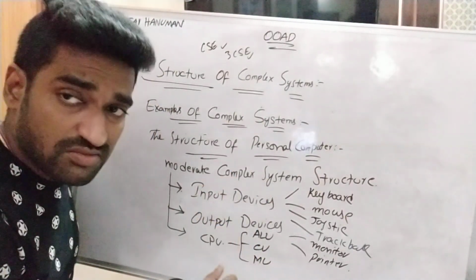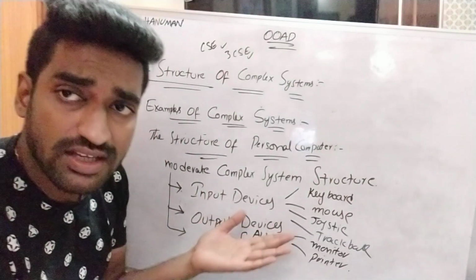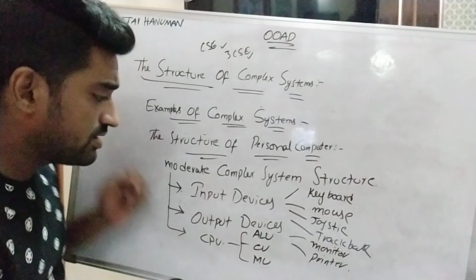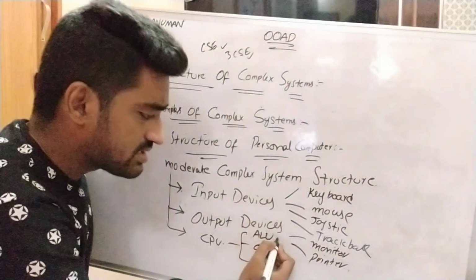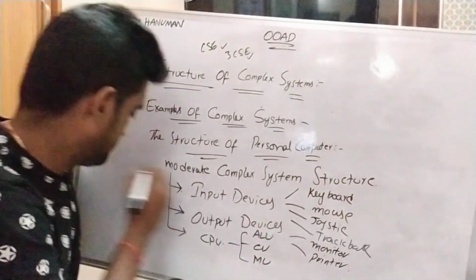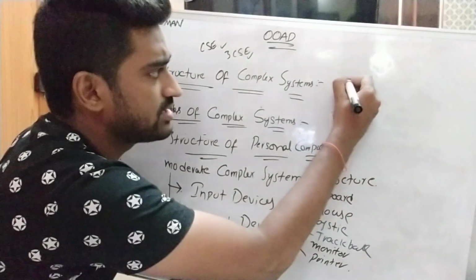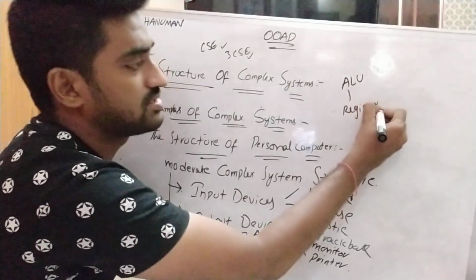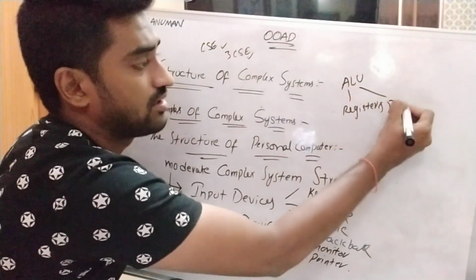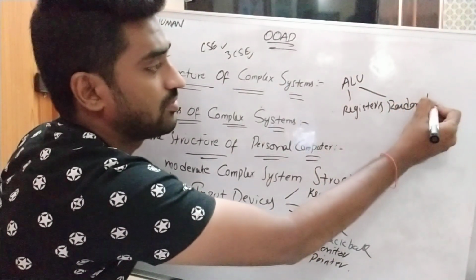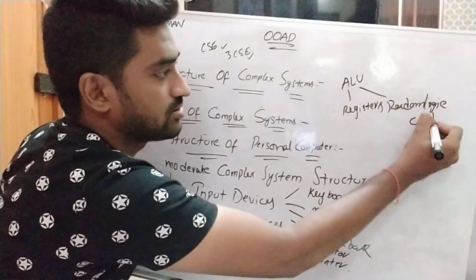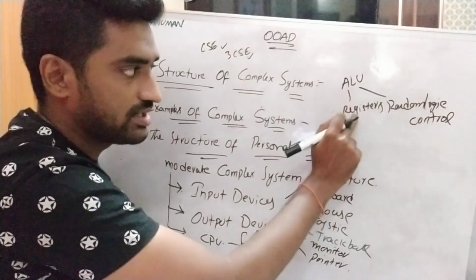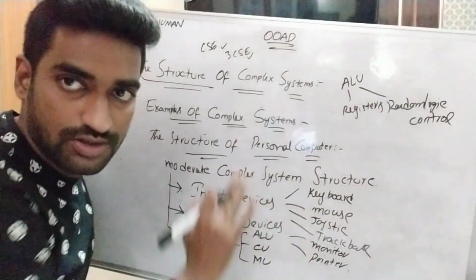What is the main purpose of the arithmetical logical unit? It performs the arithmetical and logical operations which are carried out by the computer, right? Here the ALU is made up of registers as well as random logic control. So the ALU component can be decomposed into two components: registers and random logic control.